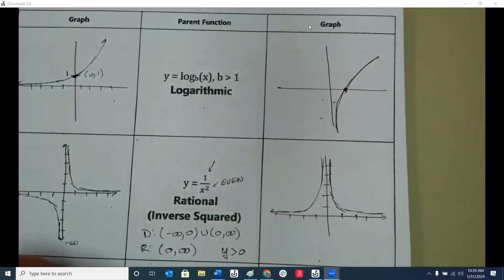And there's a whole chapter we cover on logarithms. It's not that difficult. I'll just give you the graph right now. We can work it from there.